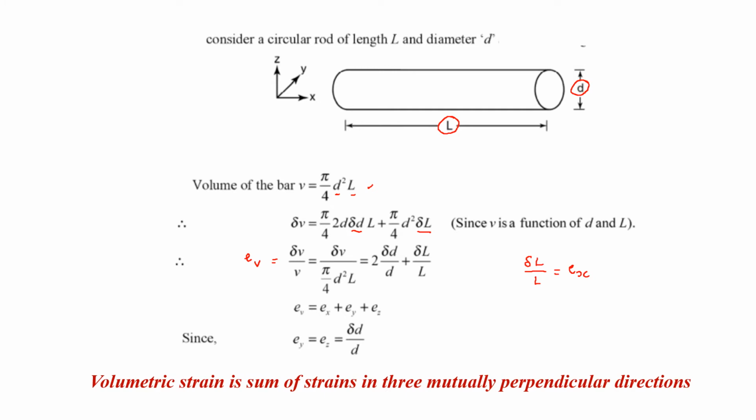Then in the Y as well as Z directions, the dimension of the cylinder is D itself. So Ey as well as Ez are both given by delta D by D. So 2 into delta D by D can be written as Ey plus Ez. So the volumetric strain is the sum of the strains in three mutually perpendicular directions, which is true for the circular rod also.